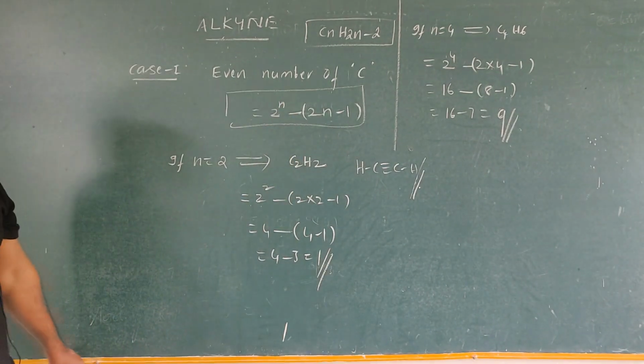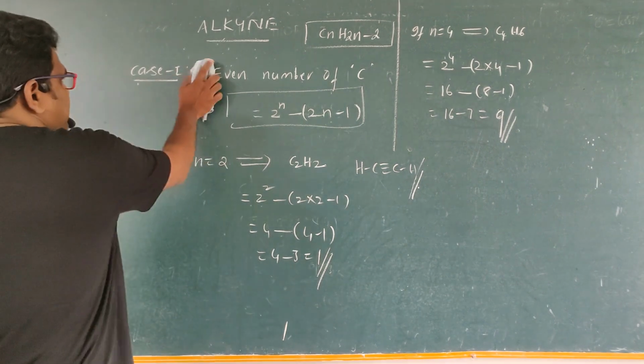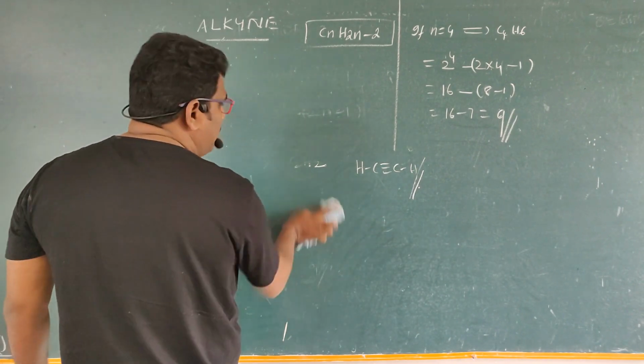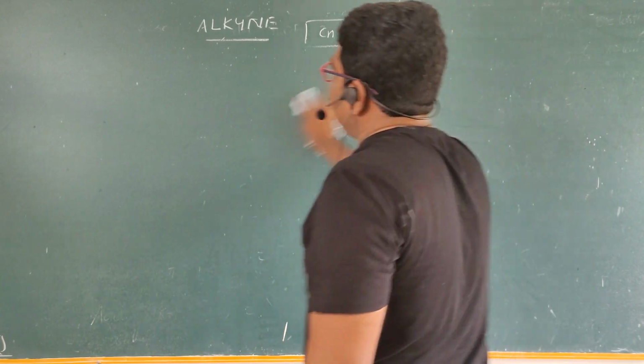If n is equal to 4, this is case 1, even number of carbon atoms. And next, case 2, odd number of carbon atoms. How to calculate the number of isomers present in alkyne?